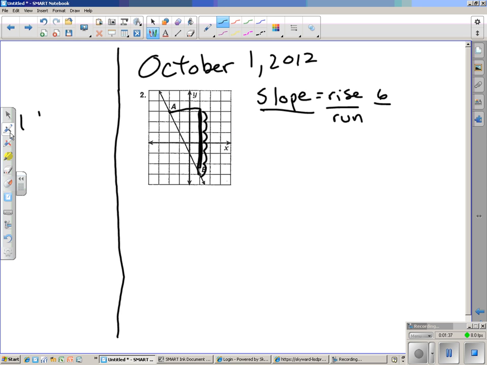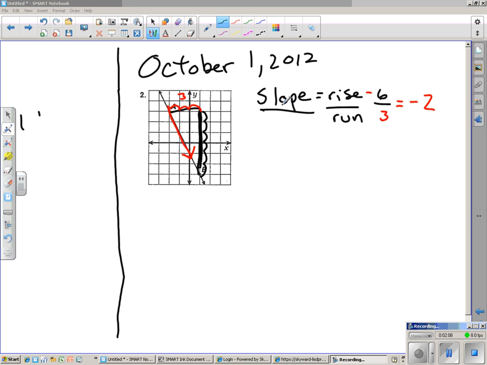Your run is going to be how much it has to go over. 1, 2, 3. Turns out my run goes over 3 steps. But technically, this line was going downhill. Since the line was going downhill, we know the slope is negative. So negative 6 over 3 is negative 2.